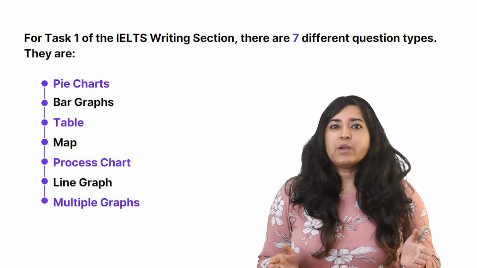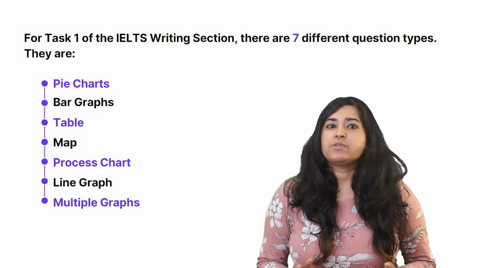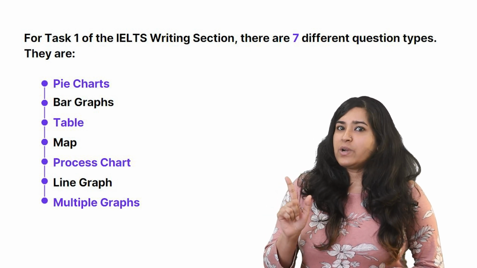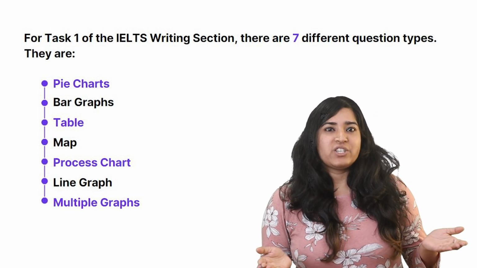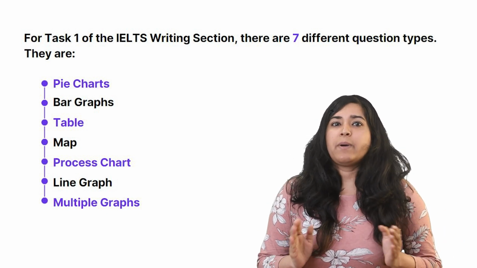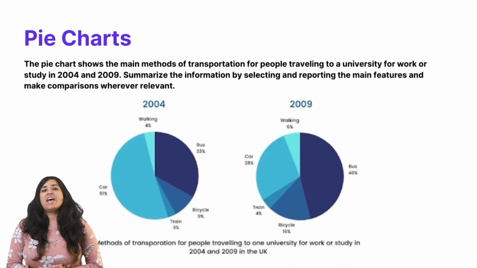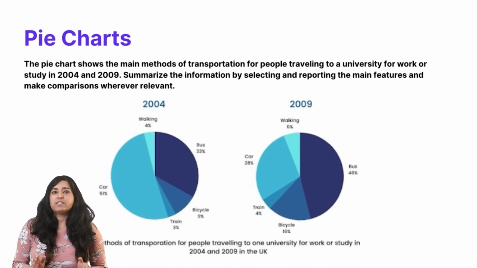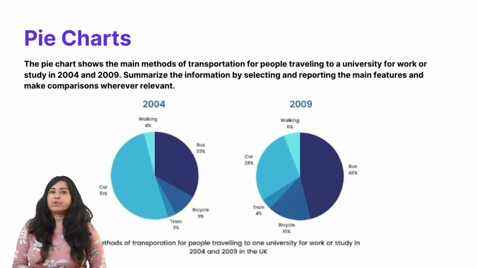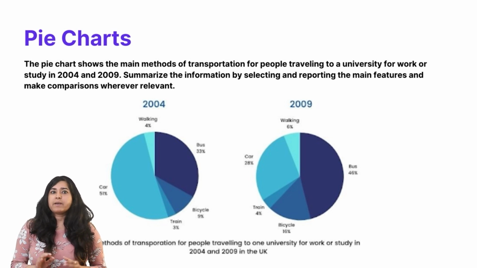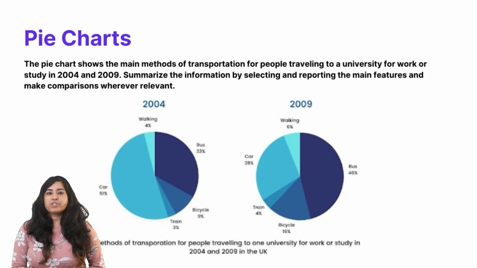Remember, it's really important to practice each question type so that you know what you can expect during the exam. Let's begin with the first question type, and that is pie charts. You'll be presented with a pie chart, and your question would look something like this. The pie chart shows the main methods of transportation for people traveling to a university for work or study in 2004 and 2009. Summarize the information by selecting and reporting the main features and make comparisons wherever relevant.